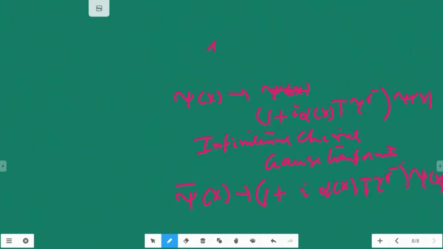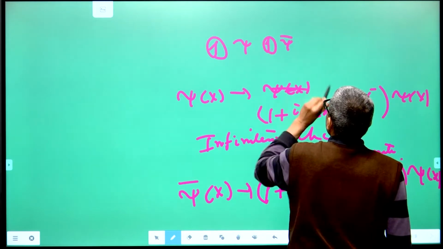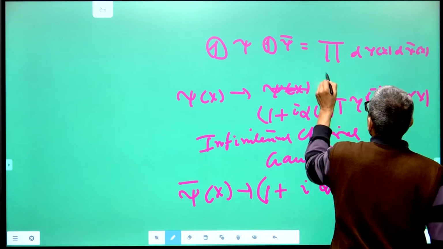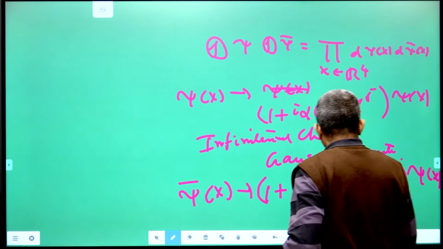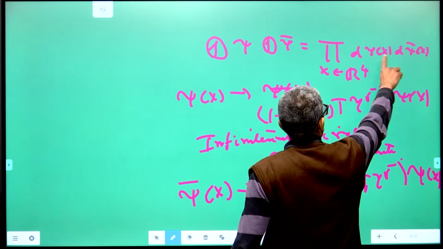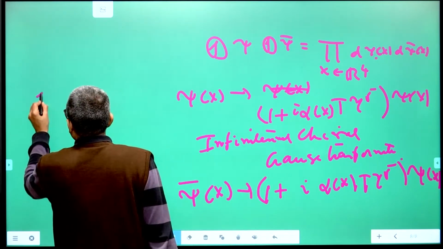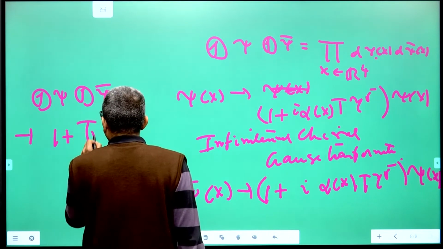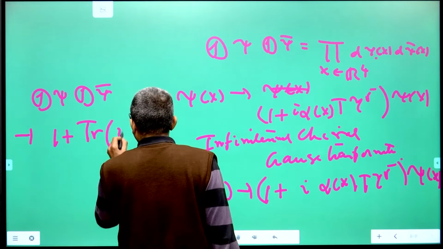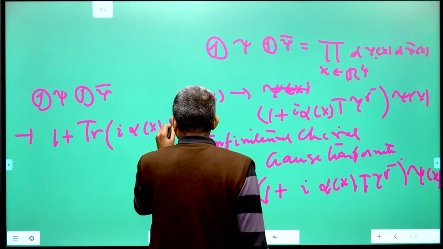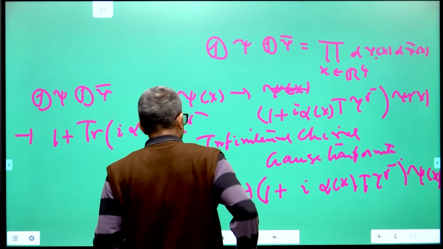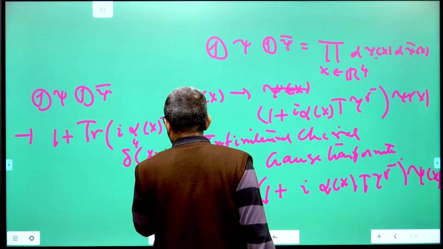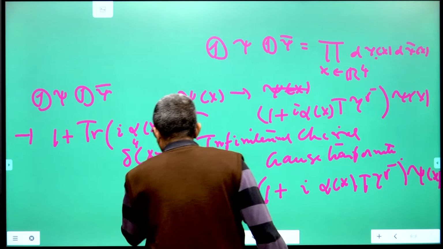That means that if you look at the path measure d psi d psi bar, which is the product over all d psi x, d psi bar x, x varying over R4, this is the path measure. Both d psi and d psi bar will change by the same amount. So this path measure d psi bar will go to 1 plus the trace of i alpha x T gamma phi, the operator looked upon as a kernel with delta 4 x minus y, into d psi bar.